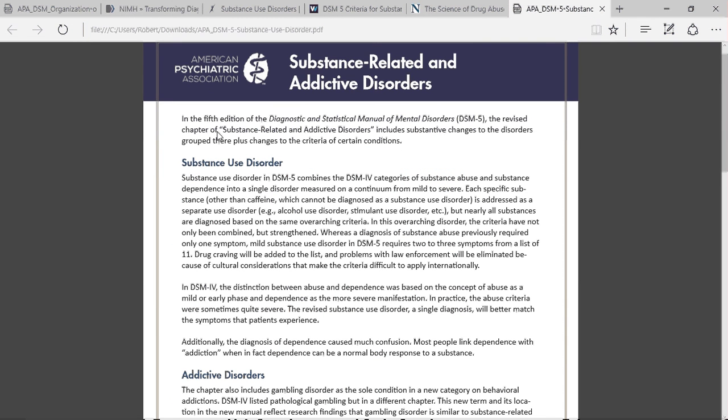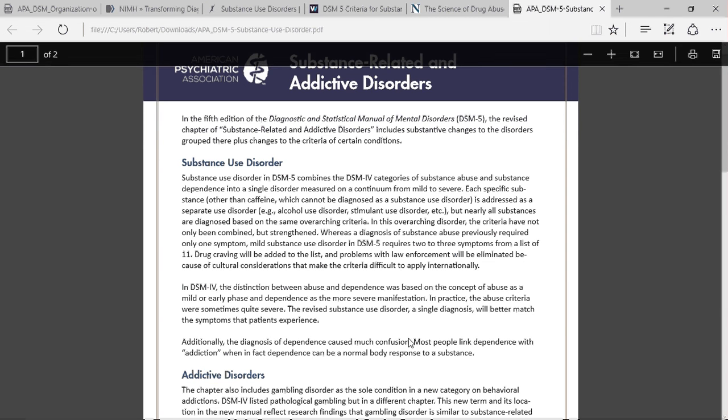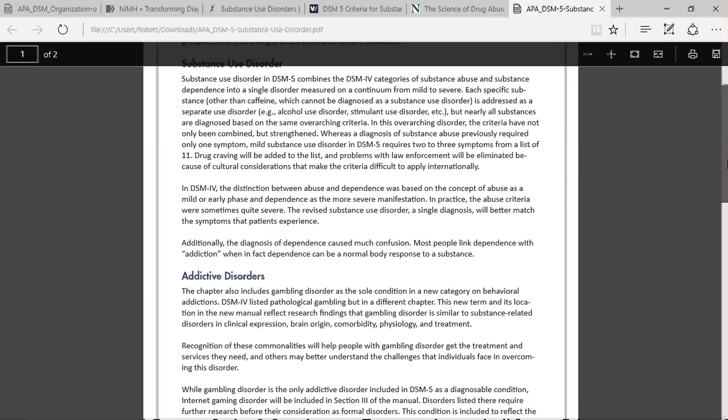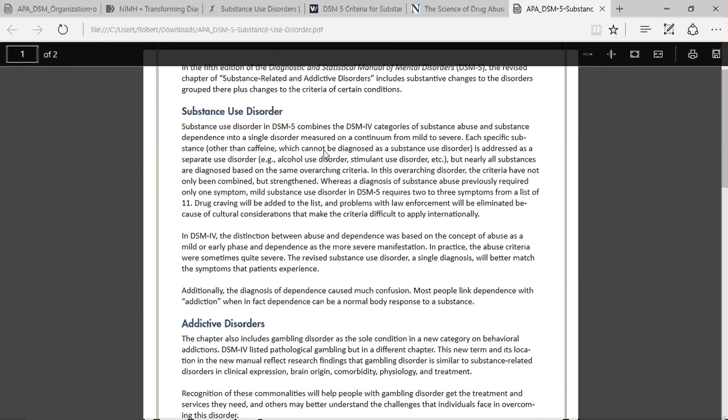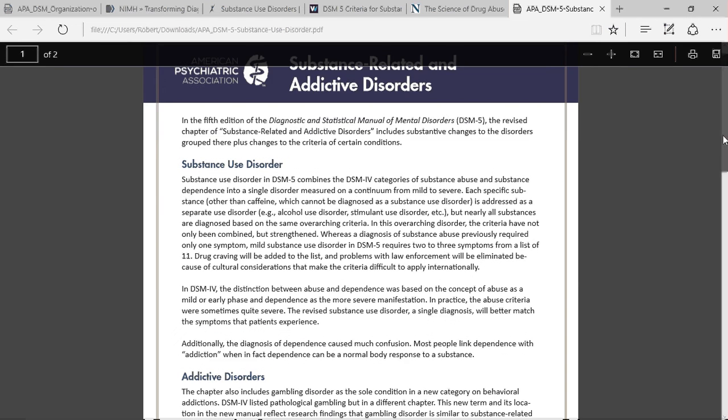Substance use disorder. This is from the APA themselves, and they're talking about addictive disorders. Problem is, if you read the DSM-5, the word addiction does not occur in there. It does not occur. You cannot say that a person is addicted to alcohol. It's not possible to diagnose a person as an addict to any drug. There's withdrawal symptoms, which is kind of an indicator, but it's not a clear indicator of addiction.